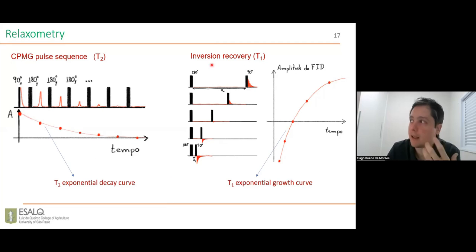And in the inversion recovery pulse sequence, we start with one pulse of 180 degrees, and after a time, we apply a 90-degree pulse to acquire a signal. Changing this time interval between the pulses and repeating it several times, we obtain this T1 exponential growth curve also.